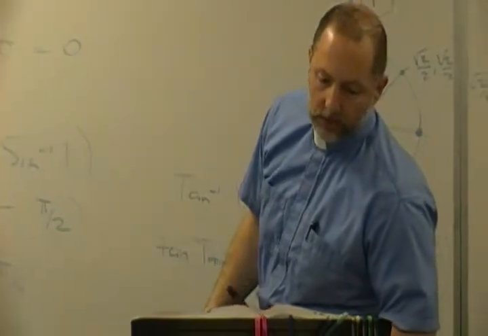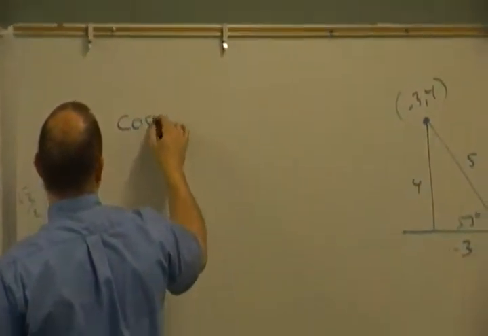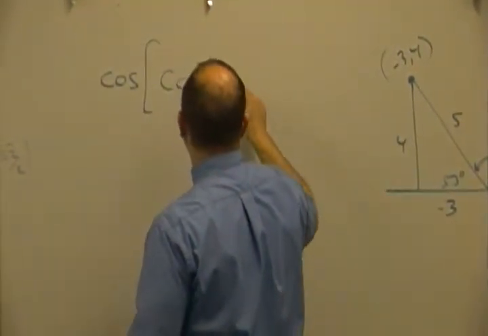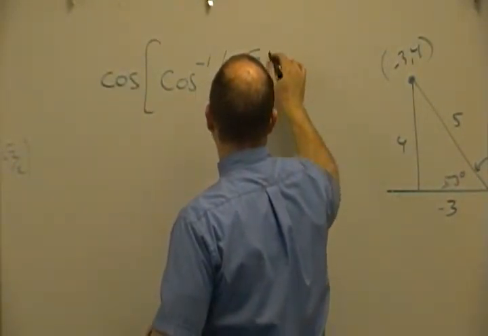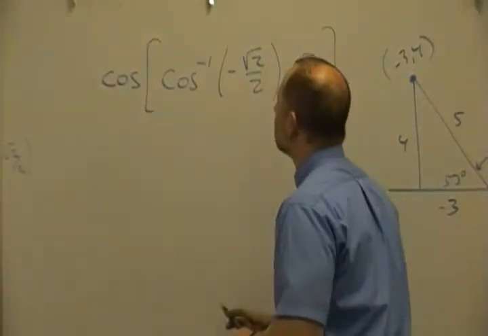We've got a cosine. Woo, that's nice and complicated. Okay, so we have cosine of bracket cosine inverse open parentheses negative root 2 over 2 close parentheses minus pi over 2 close brackets. This is about as complicated as they get.